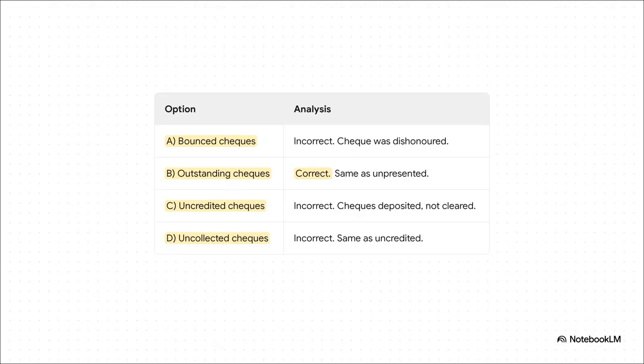Let's look at why that's correct. The terms outstanding and unpresented mean the exact same thing. You've issued a check, but it's still out there. It hasn't been presented to the bank for payment yet. A bounced check is something totally different. That's when there's not enough money to cover it. And C and D, uncredited or uncollected checks, refer to money coming in, not money going out.